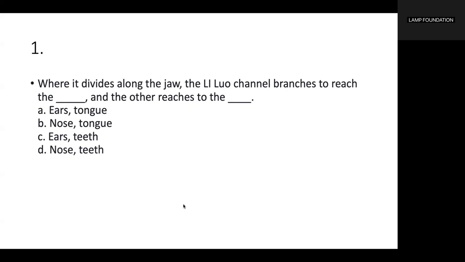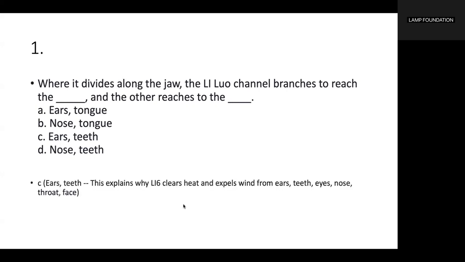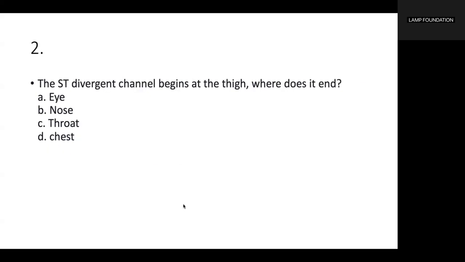We have a very famous point called LI6. This is the reason why it can clear the heat and expel the wind, no? From the ears, teeth, eyes, nose, throat, face. The Luo channel. Number two, the stomach divergent channel. So we're talking about the divergent channel of the stomach now.